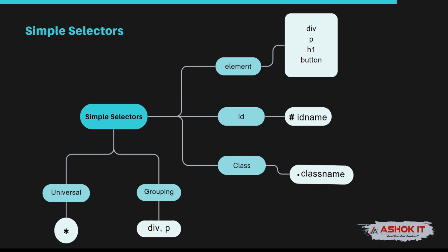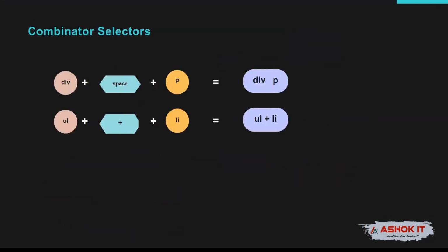Now let us see the combinator selectors. Combinator selectors are nothing but a combination of multiple selectors. For suppose if you are selecting an element with the help of element name, that is div and paragraph, by giving some space between that or by adding some plus between those elements, that will become a combinator selector. Now let us see how many types of combinator selectors we have.